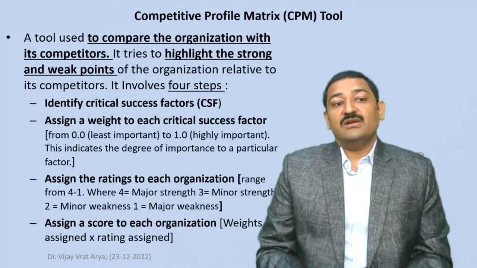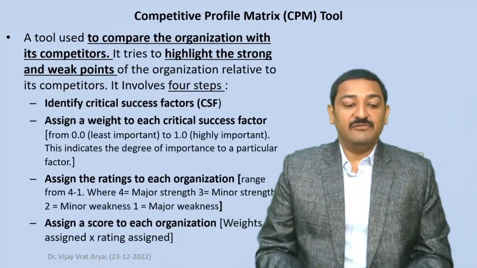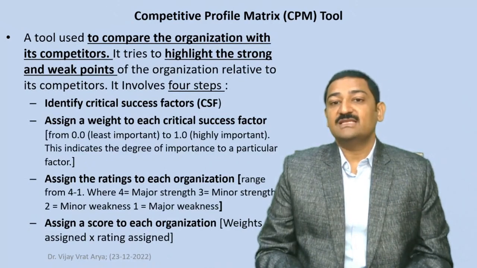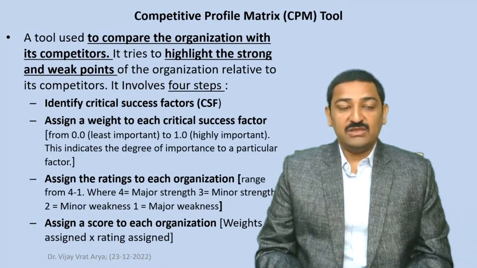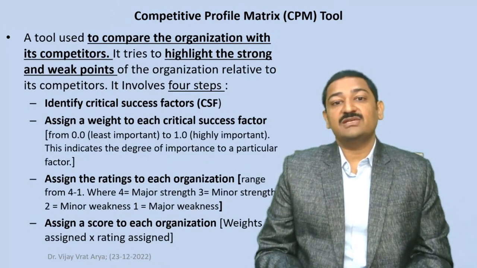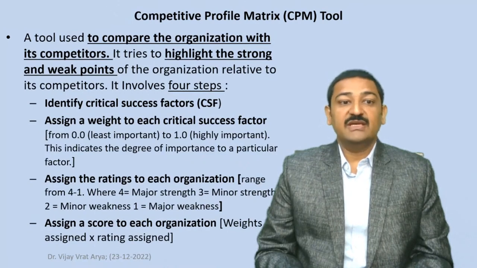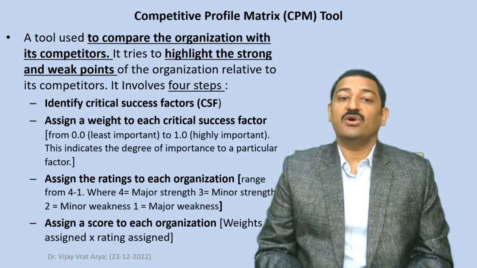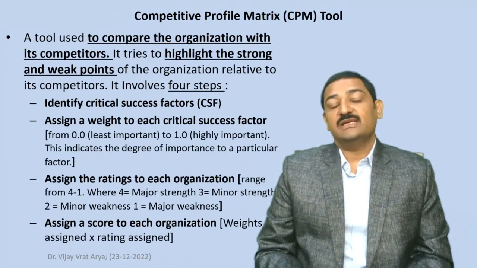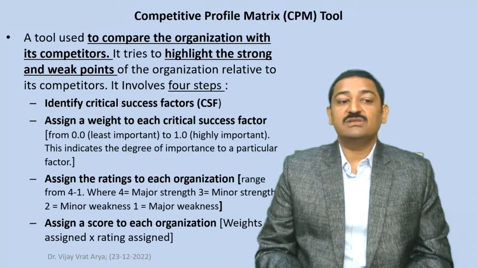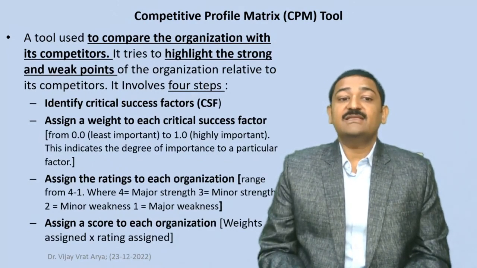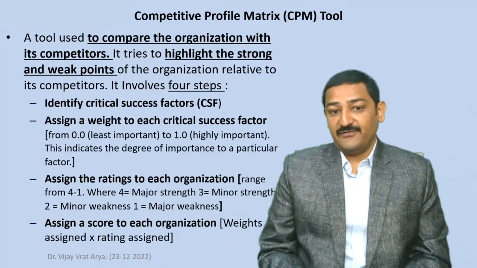We also have one another important tool that we'll be covering in today's discussion itself, that is the Competitive Profile Matrix, the CPM tool. This tool is used to compare the organization with its competitors. It tries to highlight the strong and weak points of the organization relative to its competitors. It involves four major steps. In the first step, we identify critical success factors, or CSFs.